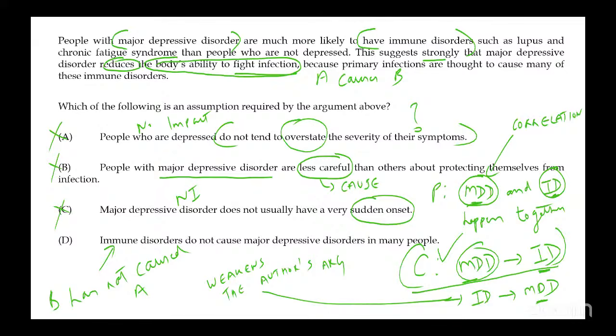Is it necessary for the argument? It may not look like, but it is. Because if I deny this, I say B causes A, then the author's argument A causes B gets weakened. Right? So it is protecting the author's argument and D is correct. Again, look at this negative statement. B has not caused A. It protects the author's argument that A causes B. Right? So D here is correct.